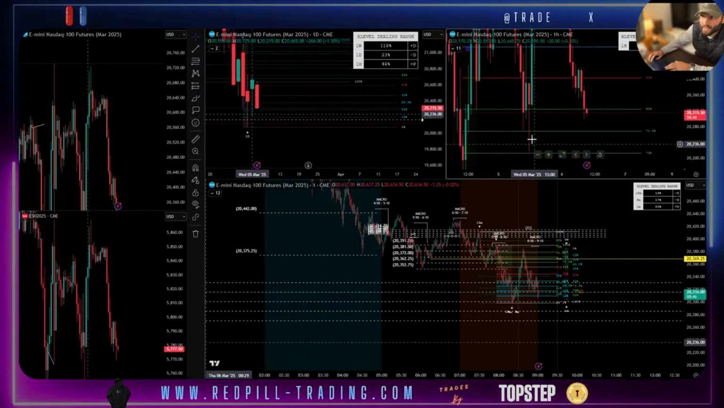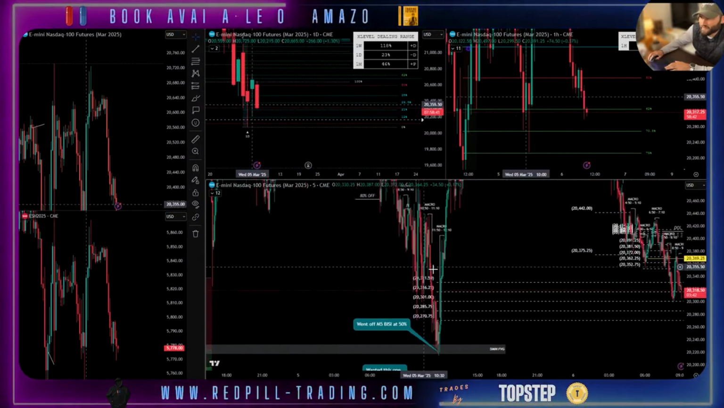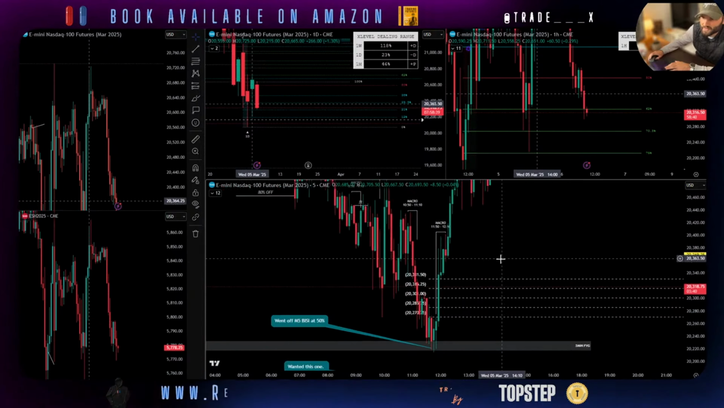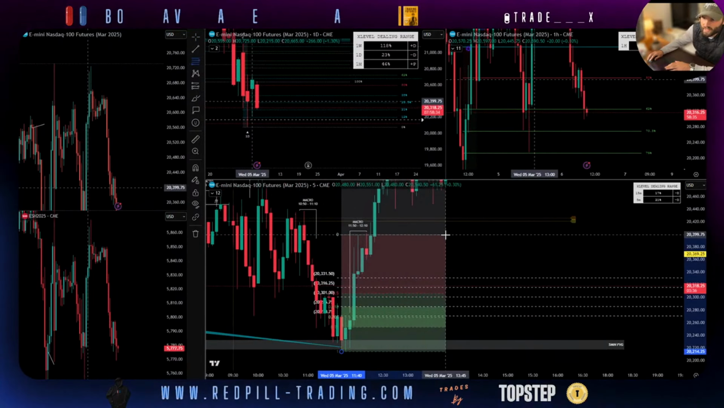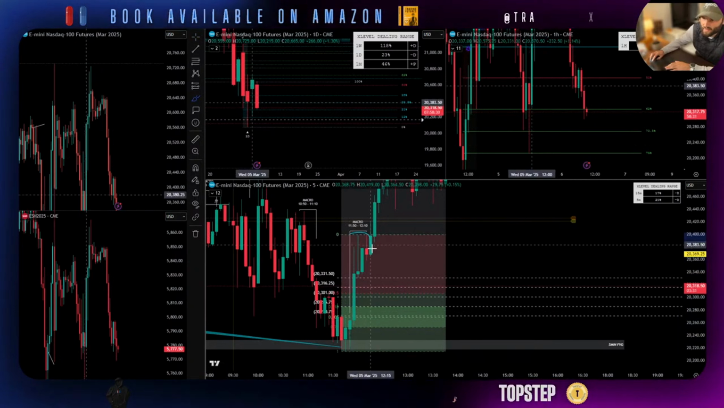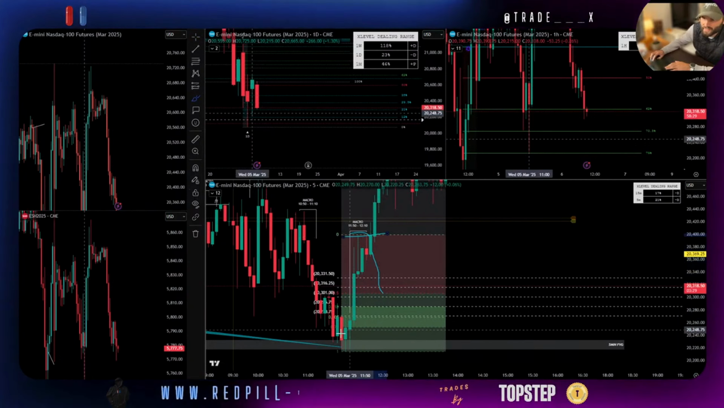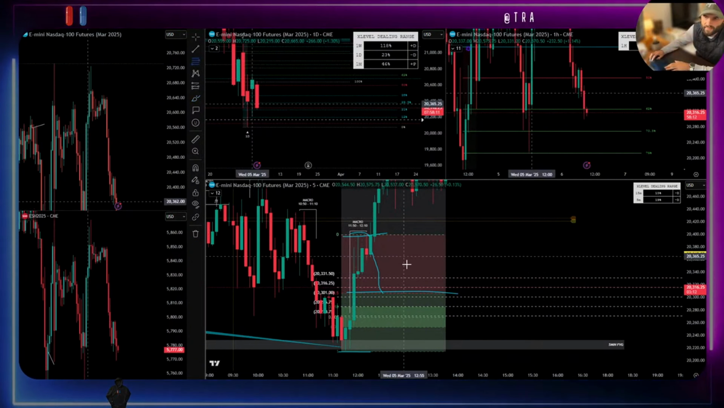Once it sweeps and closes back above, your next step is as follows. You're going to look for an inefficiently delivered range on your M5 chart. So you're going to go to your M5 and find an inefficiently delivered range. An inefficiently delivered range is this high to this low, where price doesn't come back to 50% of this range. So this is inefficiently delivered. And then step 3 is you're going to look for an M5 BISI inside of a discount.